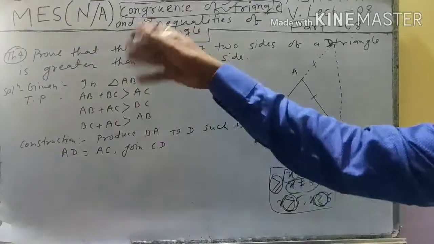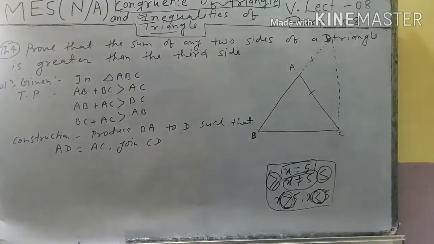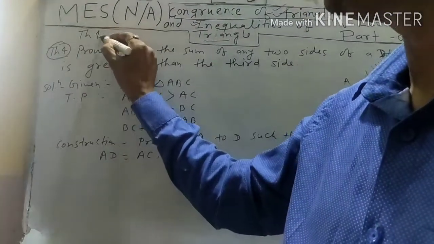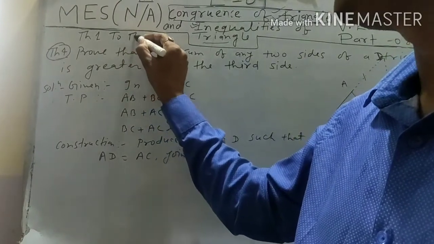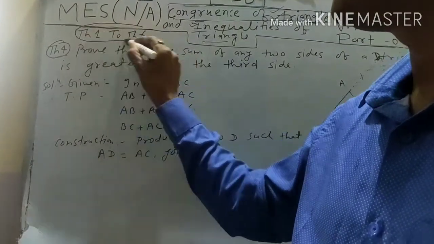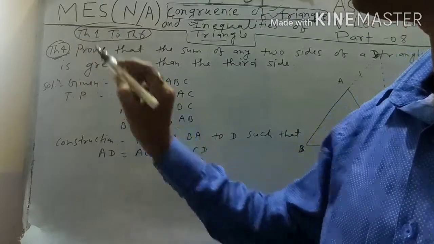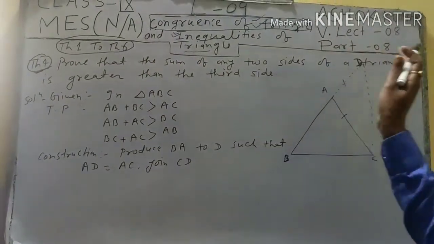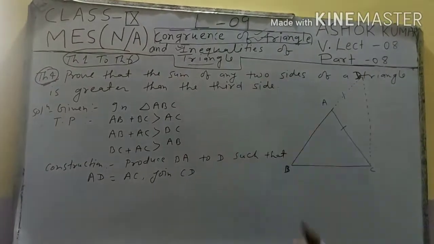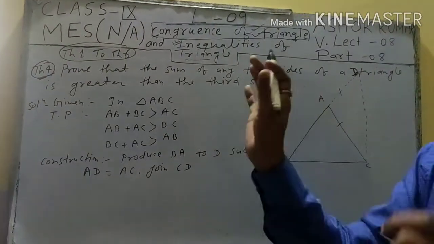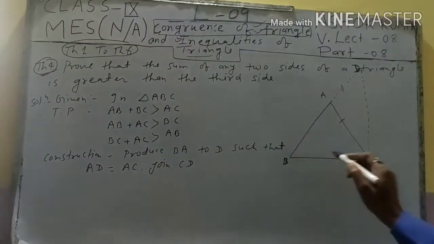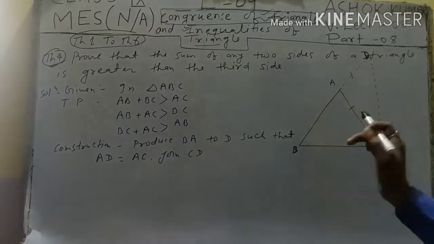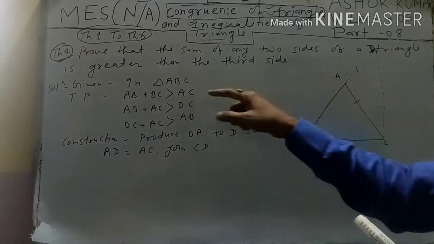Okay, let's see theorem number 4. Students, there are 6 theorems, theorem 1 to theorem 6. So here this is theorem number 4. Prove that the sum of any two sides of a triangle is greater than the third side. Here the theorem is, suppose any triangle ABC is given, the sum of any two sides is always greater than the third side.